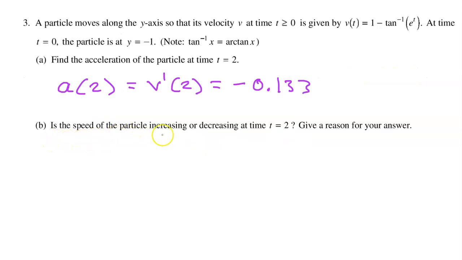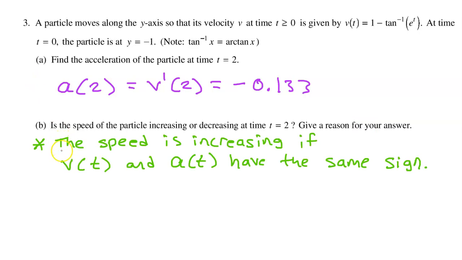Part B, is the speed of the particle increasing or decreasing at time t equals 2? Give a reason for your answer. Here are some notes that you need to understand this problem. The speed is increasing if the velocity and acceleration both have the same sign. For example, if the velocity is positive and the acceleration is positive, then the speed is increasing. On the other hand, if the velocity is negative and the acceleration is also negative, again, the speed will be increasing. We already know that the acceleration is negative.